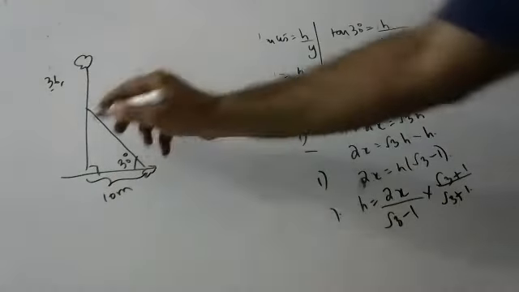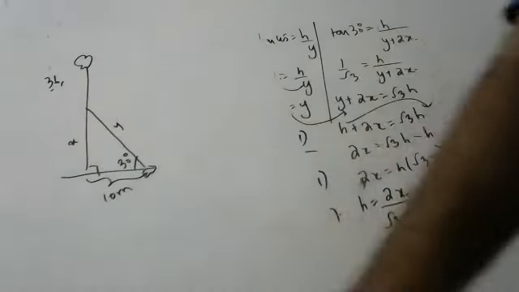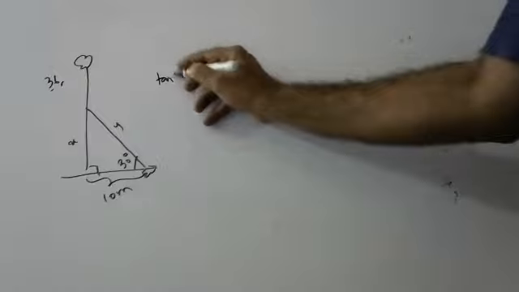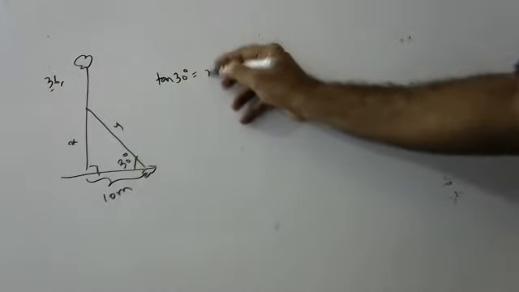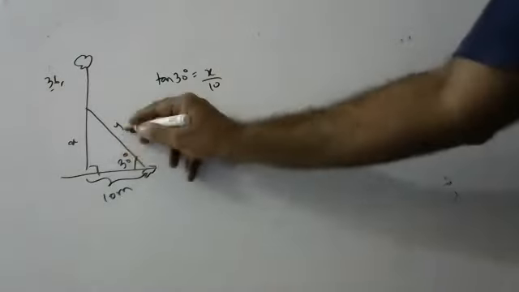How do you find the height? It is x plus y. Now, how do you find x using tan theta? Tan 30 is equal to x by 10. How do you find y?